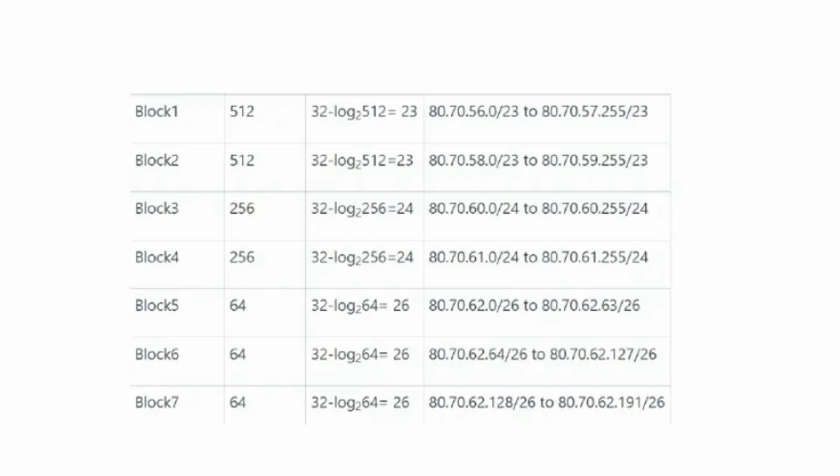So the first organization requires 2 blocks which are 512, and the second organization requires 2 more blocks, 256, and the third organization requires another 3 blocks that are in the range of 64. So these are the other things. This is the alternate way. The total is 32 minus log 512 to the base 2, you will get 23. Like that you can do the calculations in another way. So this is the solution for this problem.